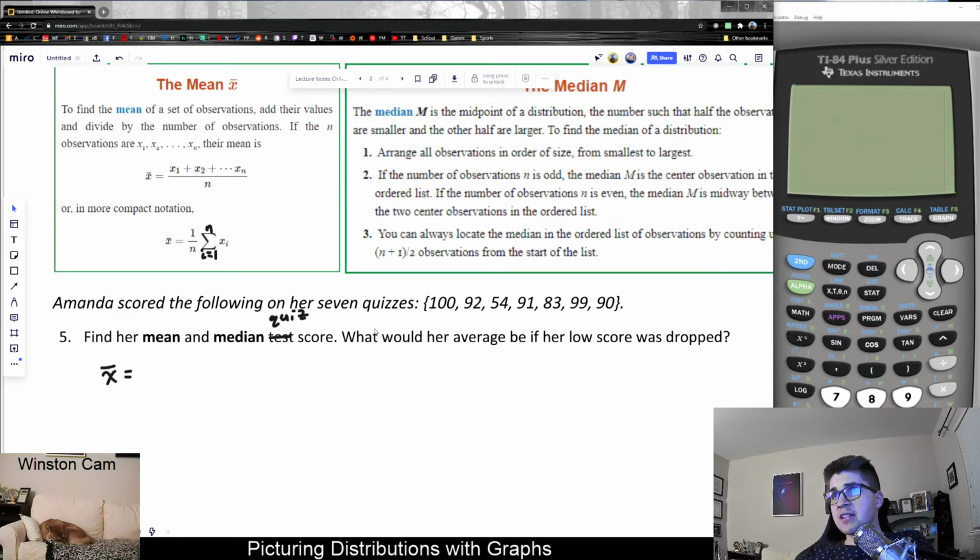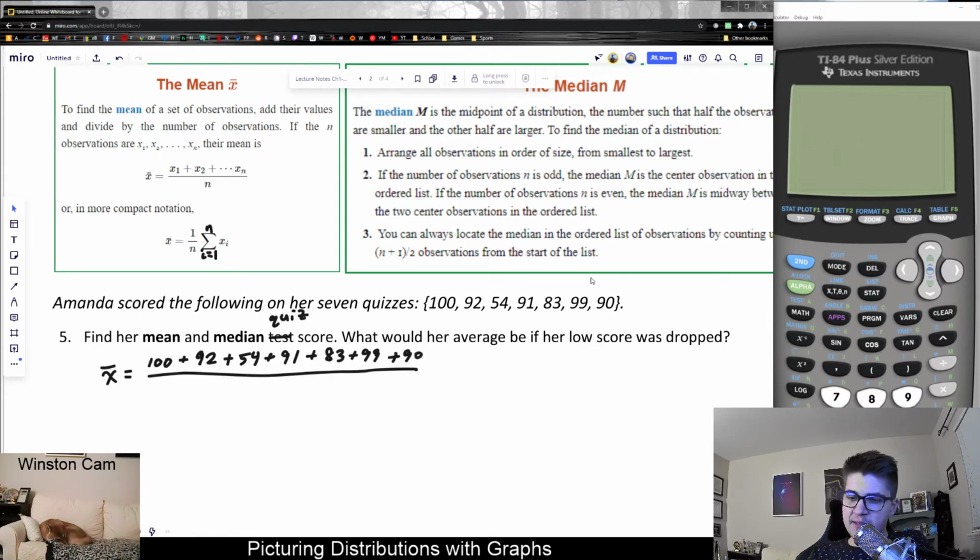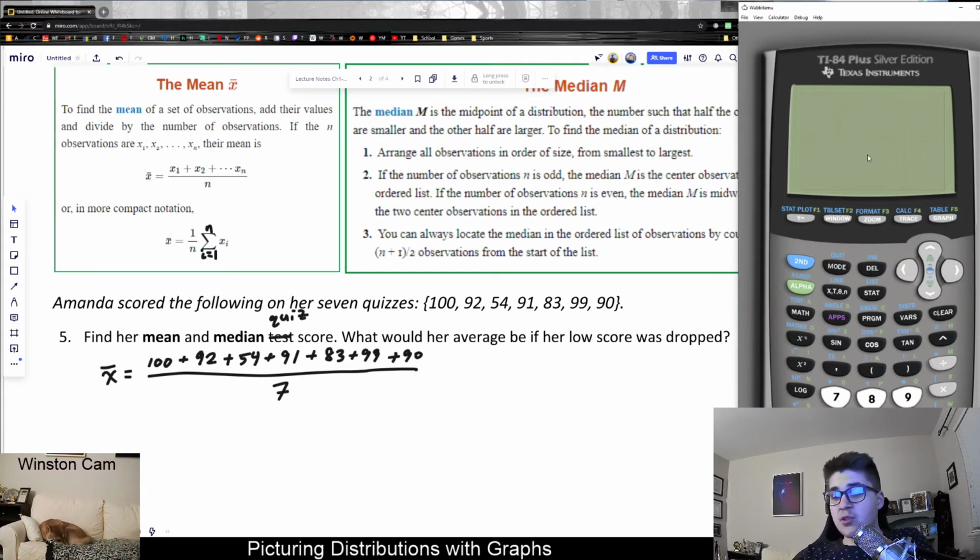So it looks like she's got 7 test scores. So we want to first say, well, what's 100 plus 92, we could literally write it all out. Of course, we can use a calculator to do all this. Plus 91 plus 83 plus 99 plus 90. And we're going to divide that by the number of things, in this case, 7. Let's go ahead and toss that into our calculator to figure out what her mean test score is. So we have 100 plus 92.